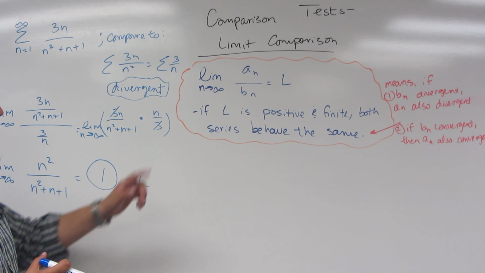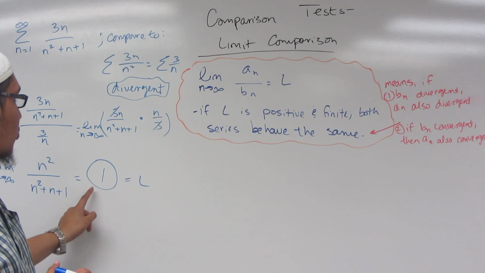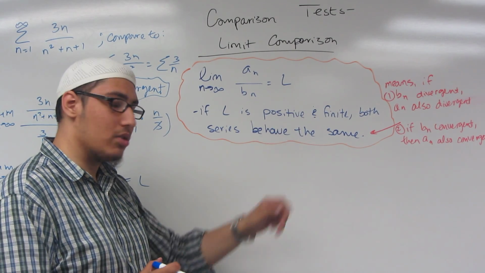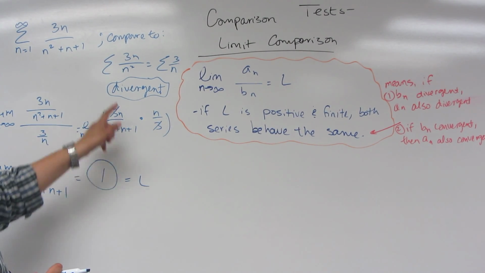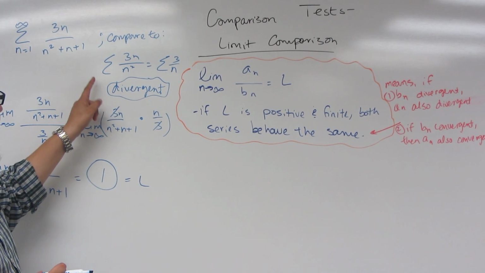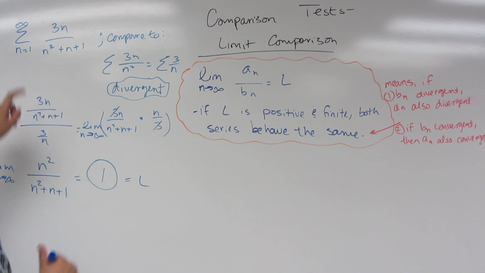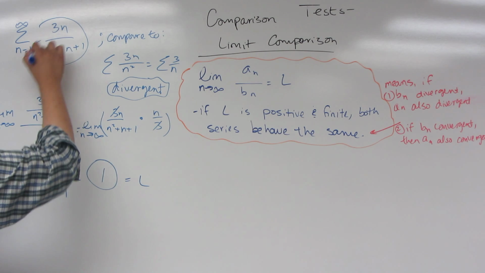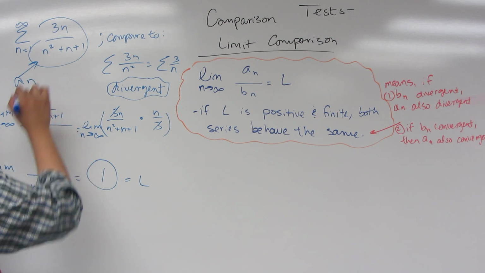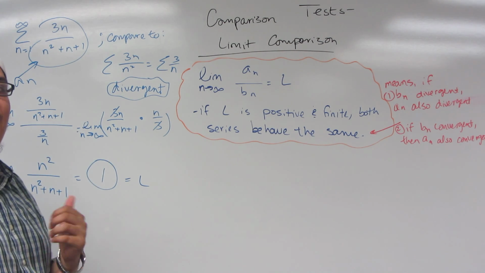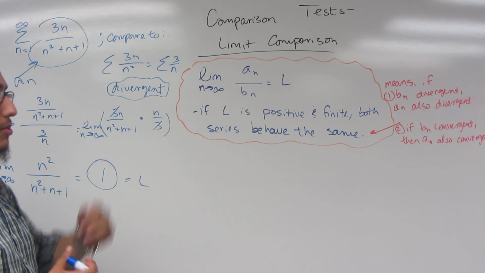Now, L is both positive and finite. 1 is both positive and finite, therefore both series behave the same way. Our b sub n series is divergent. Therefore, our original series, which we'll call our a sub n series, is also a divergent series. Both behave the same way.